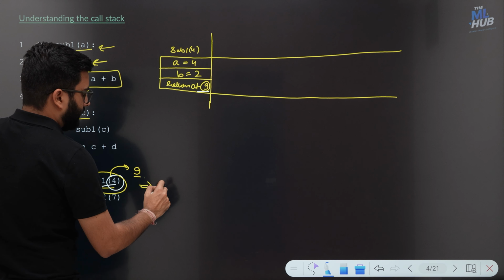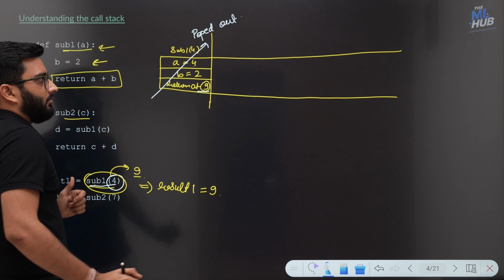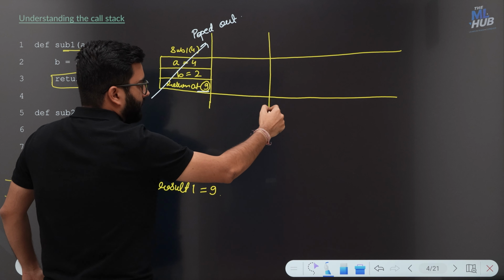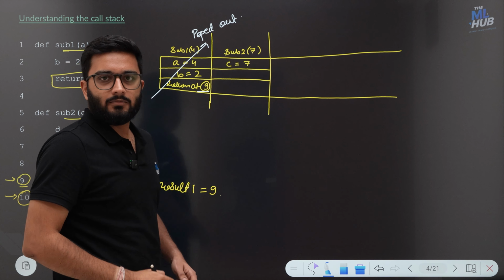Line number 10 again calls another function, which is sub2 with value as 7. So it will again allocate a memory block on the top of the stack. Now the stack is empty, and the new top will again have 3 values: arguments, local variables, and the return address. And this will be for sub2 with value as 7. There is only one argument, which is c, so c will have a value of 7.